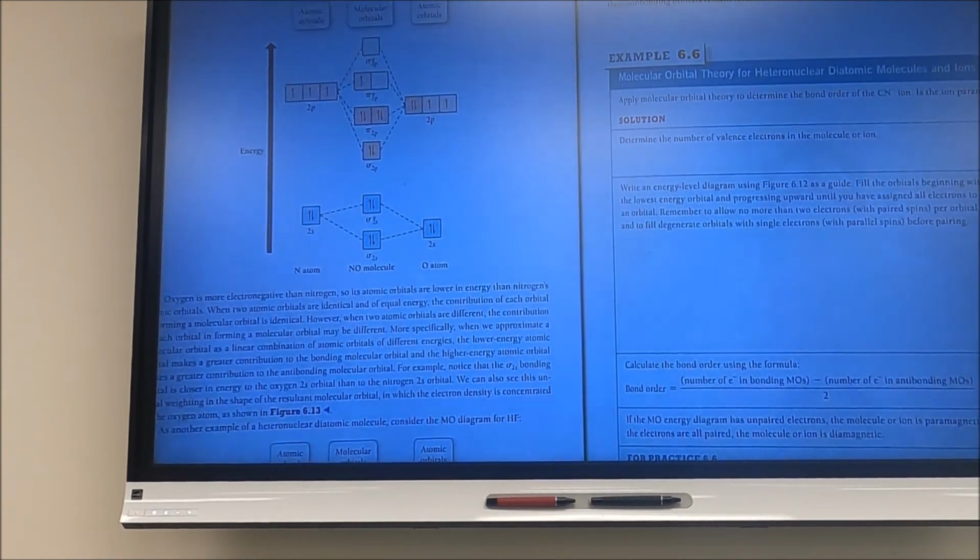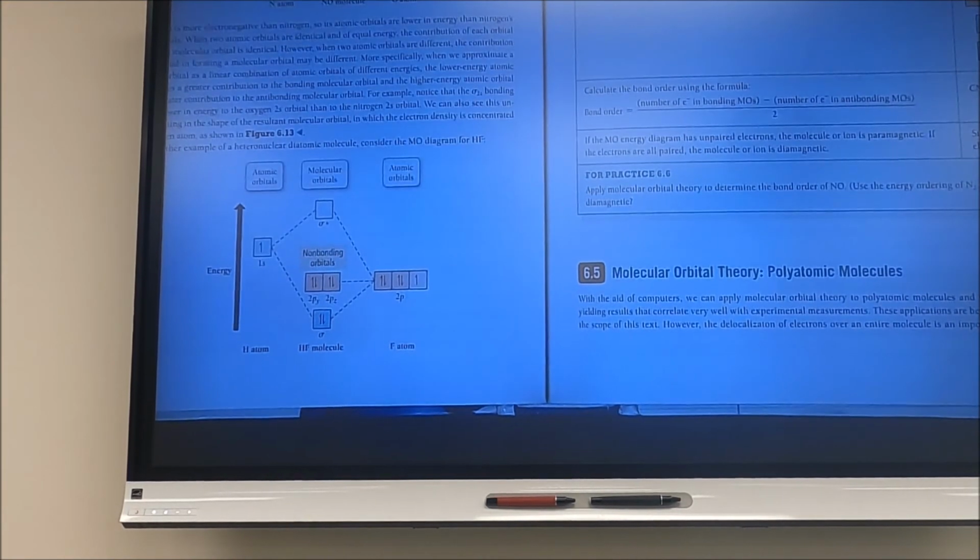Okay? If I scroll this down, there's a hydrogen and a fluorine. You're blending together a 1s with the 2 p's from fluorine. It gets wonky. I'm not going to expect you to be able to draw that on your own.